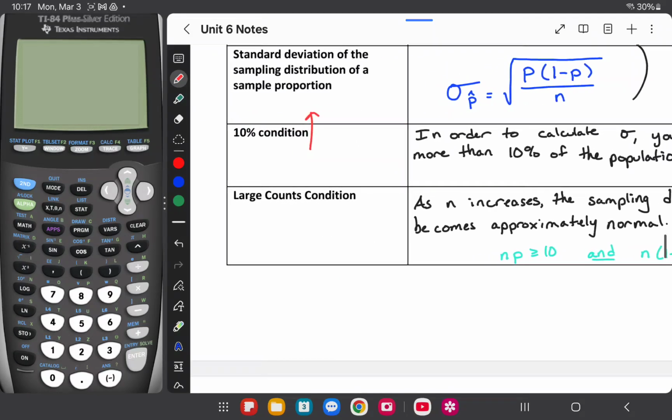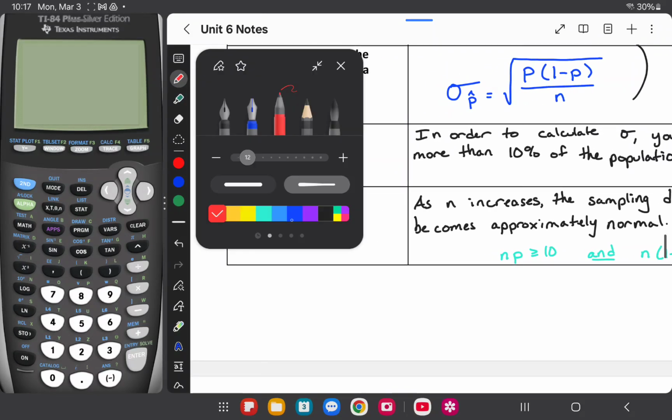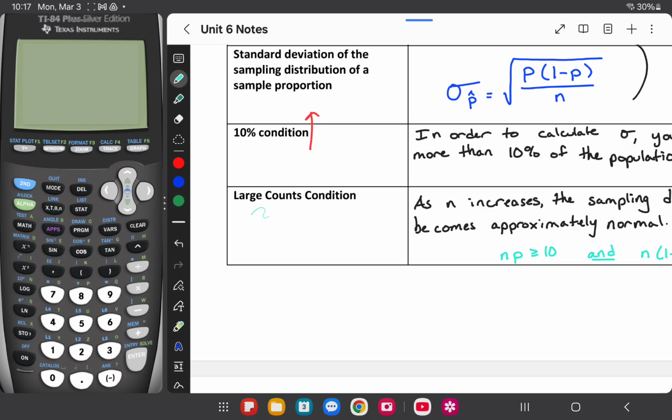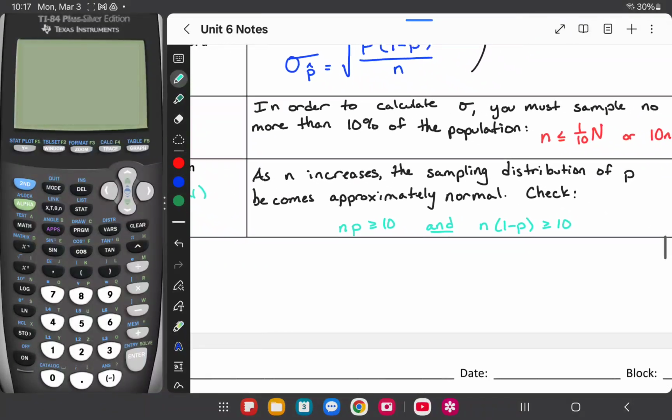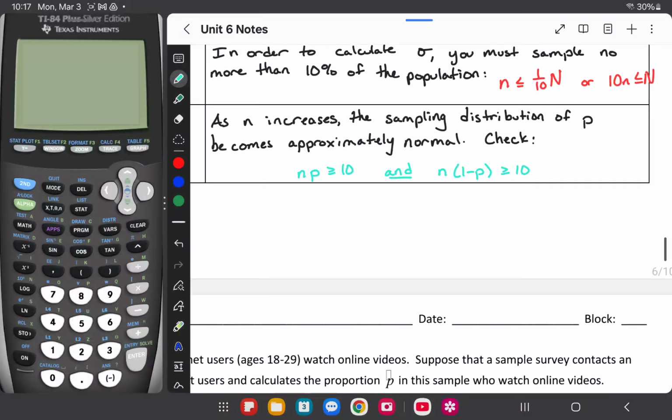Last but not least, we have our large counts condition. And by the way, large counts is what establishes whether or not we can say that the distribution is approximately normal. So here's what that says. It says that as n increases, so as your sample size increases, the sampling distribution of p hat is going to become approximately normal. Here's what you have to check.